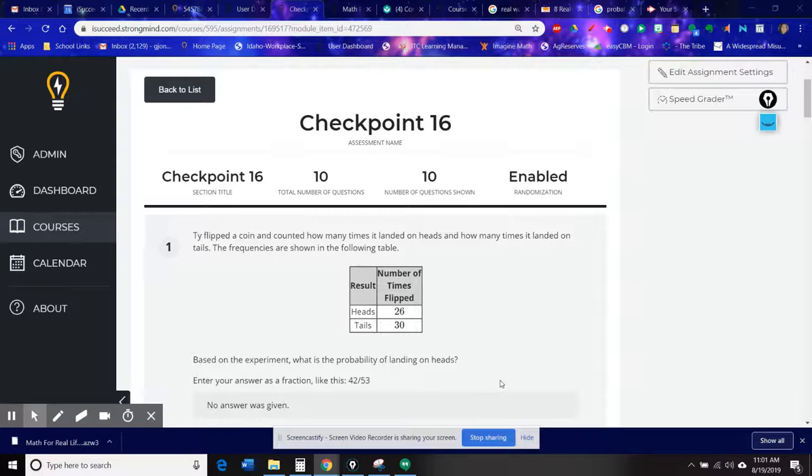Hey everybody, we're on checkpoint 16 and I want to do a couple of these problems. I'm not going to rewrite this checkpoint because I think it's something you can do, but I'm going to do about 3 of the problems and that might just give you a little boost in your grade.